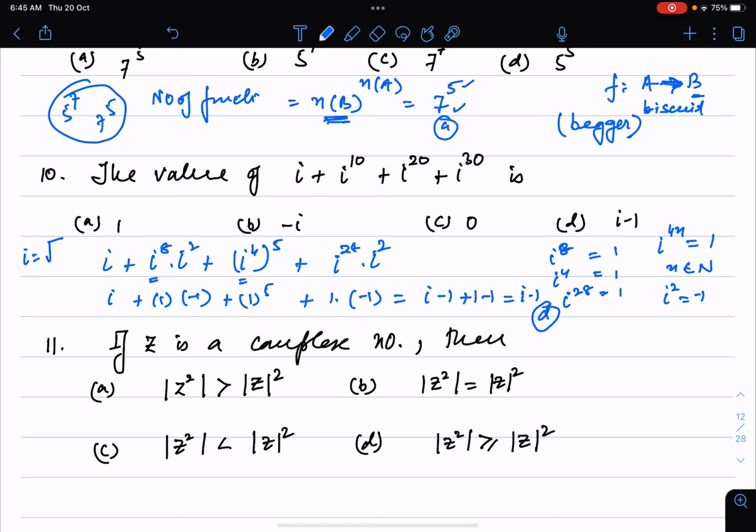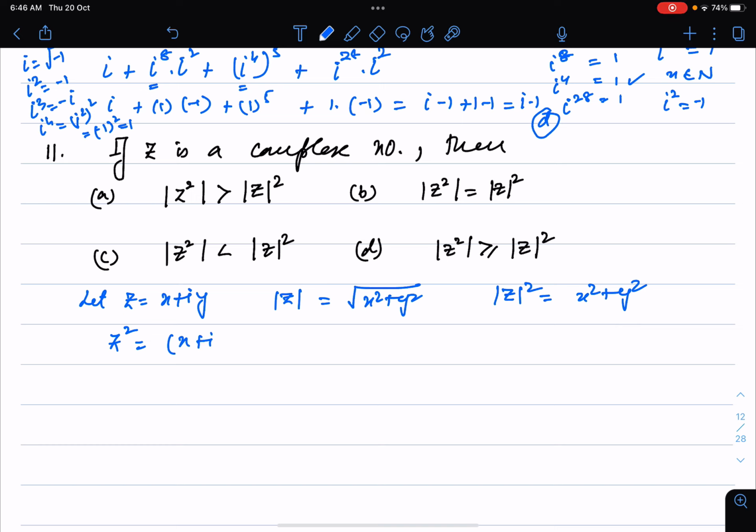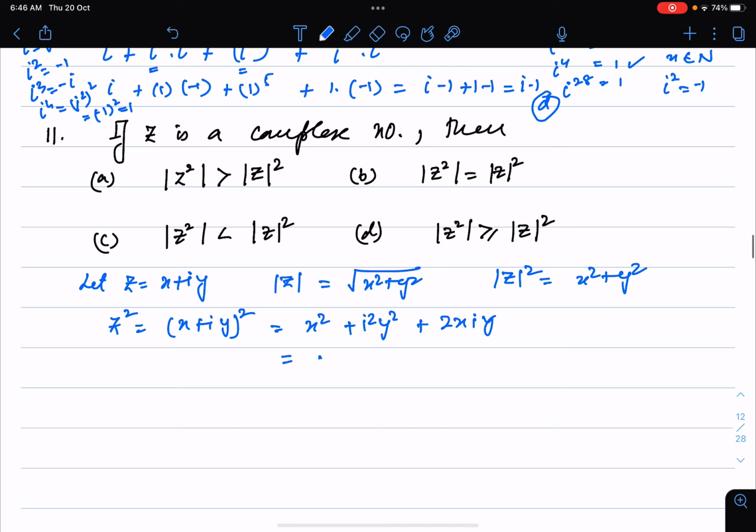Now coming to question number 11. z is a complex number, then which option is the correct one? So let z is equal to x plus iota y. So what will be mod z? Mod z will be root of x square plus y square, and mod z square will obviously be x square plus y square. Now let us see z square. If I square this, x plus iota y whole square, this becomes x square plus iota square y square plus 2x iota y. This can be written as x square minus y square plus iota 2xy. This is your z square.